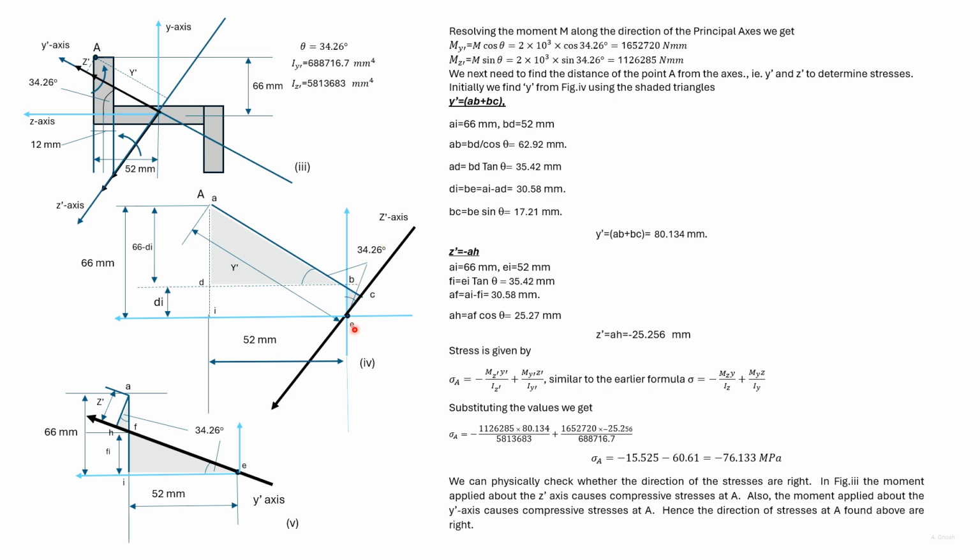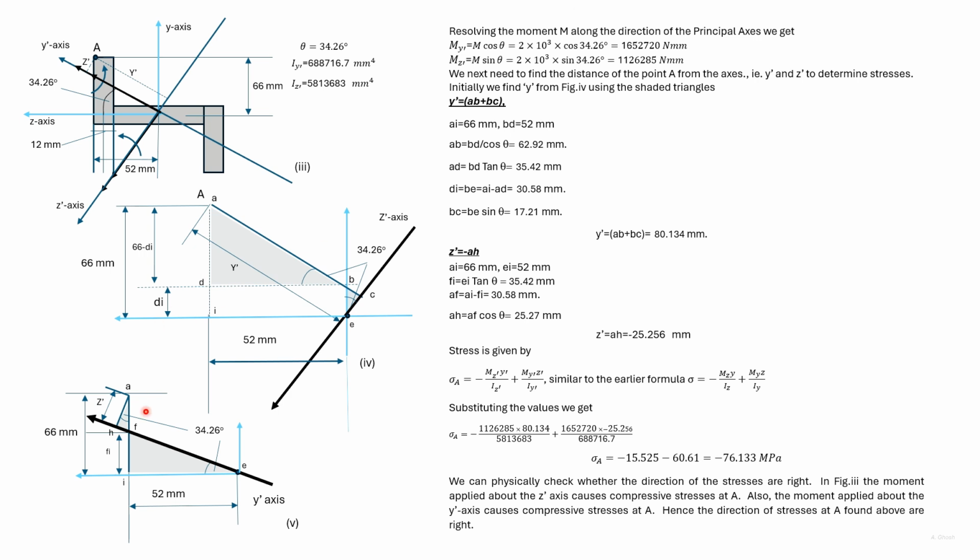Knowing BE, we can find out BC. This angle is also theta. So we have found out BC. Y dash is AB plus BC. We have found out AP and BC, and both are added to get y dash. Let us now find z dash. We know this horizontal distance EI. This angle is theta, so we can find out FI. So here we have found out FI.